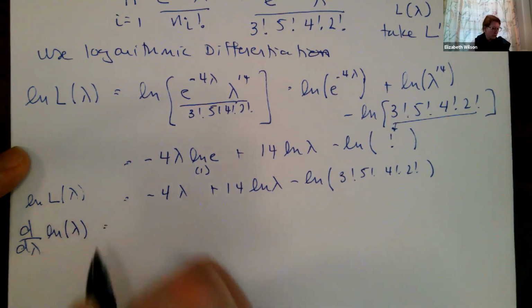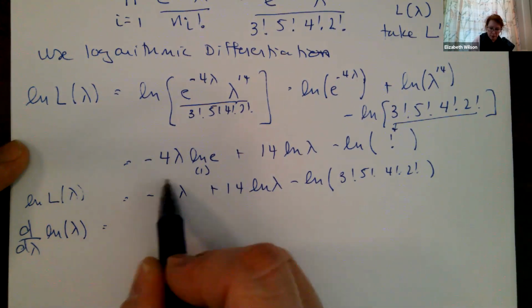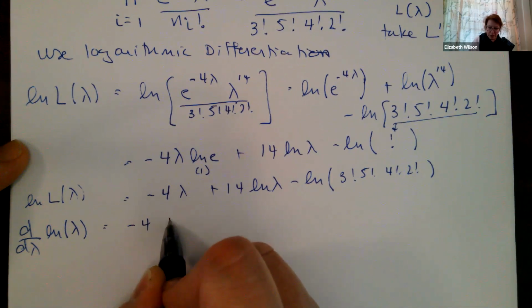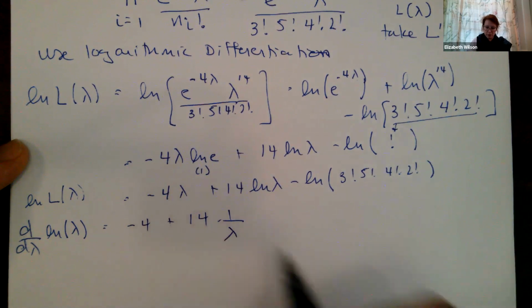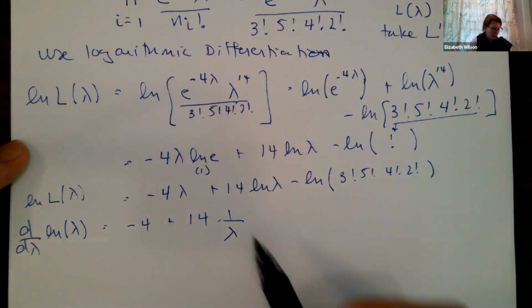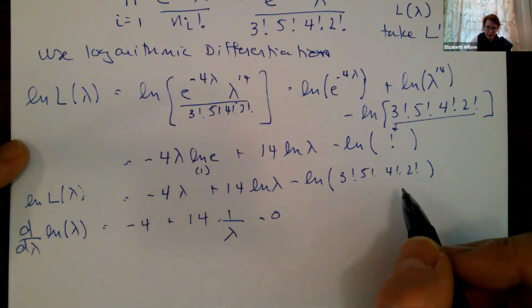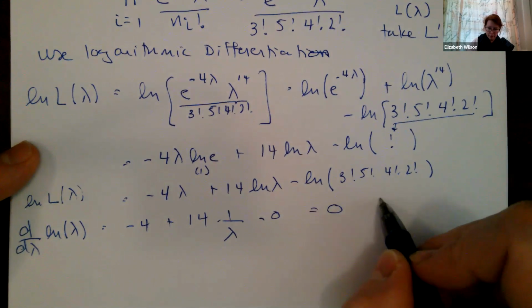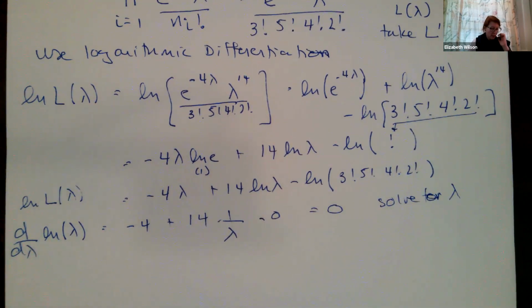I have to take the derivative of both sides. So the derivative with respect to lambda gives me minus 4 plus, I've got 14 as a coefficient, but the natural log gives me a derivative of 1 over that term here. And then this becomes 0 because it's just a constant term. I need to set that equal to 0 and solve for lambda to find out what value is going to maximize it.